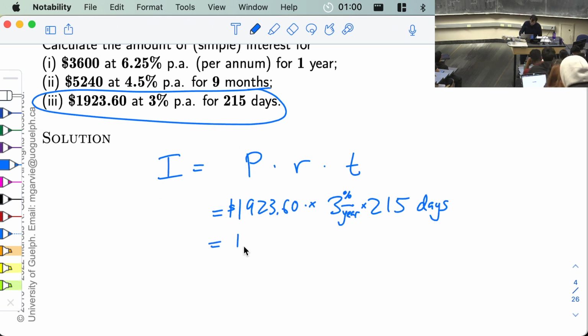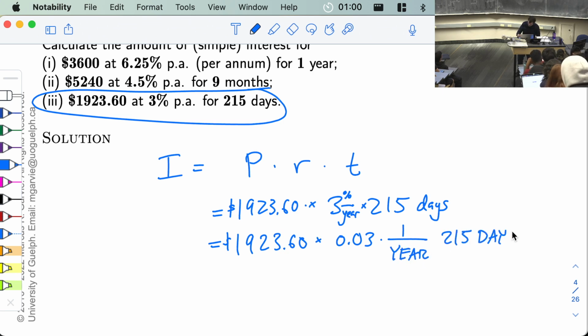3% I can do, $1923.60. 3% is 0.03. Then I have 1 over years, and then I have 215 days. So I have days on the top and I have years on the bottom. To make those go away, I'm going to multiply by what I know is equal to 1.